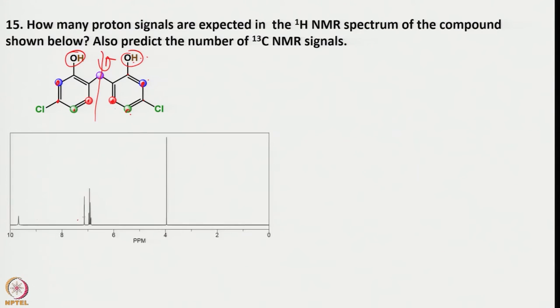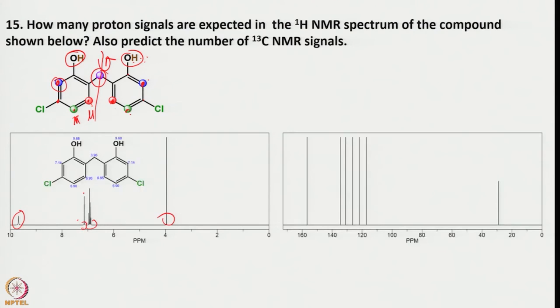See, 1, 2, it is merged here because these two are coupled to each other. This also shows a doublet and this also shows a doublet. They are merged here, and then there is 1, and this one is for this OH, and then this 4 is for the methylene here, and then this one is here, this singlet.